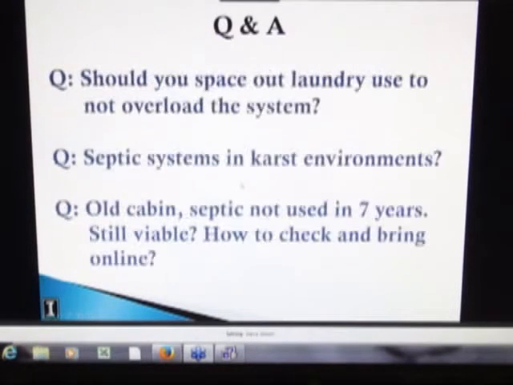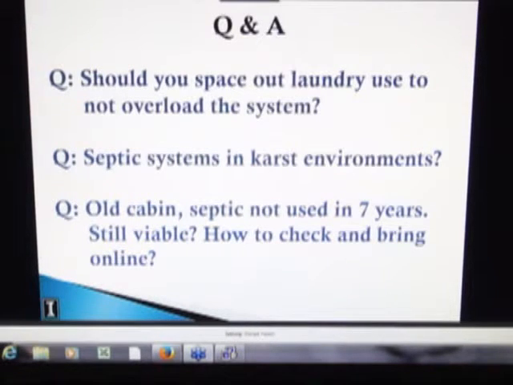Very well said. All right, so 3 more questions. Should you space out laundry use to avoid overloading the system? And I think this question was a little longer. Basically, there's a pretty large family. They take a lot of showers. Is there a good reason not to do their laundry all at one time on a Saturday, let's say? How is that going to overload the system, that sort of thing?